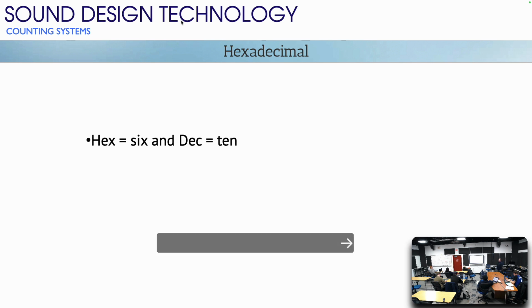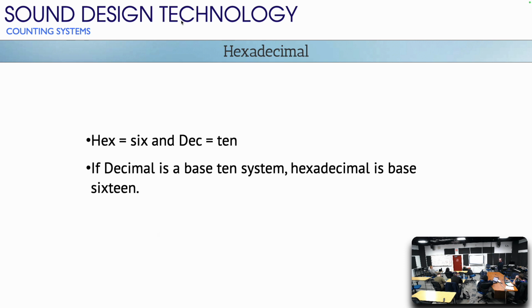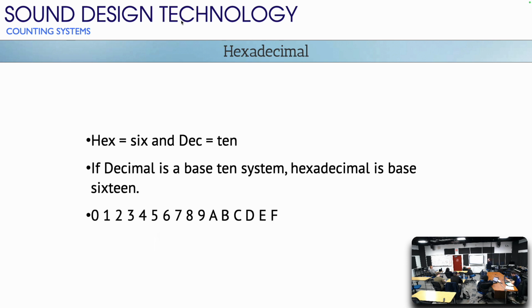Well, let's break down that word. Hex stands for 6, and dec stands for 10. So if decimal is a base 10 system, then hexadecimal is a base 16 system. Okay? So hexadecimal uses 16 digits, whereas decimal uses only 10. And these are the 16 digits that hexadecimal uses to represent all the various values.